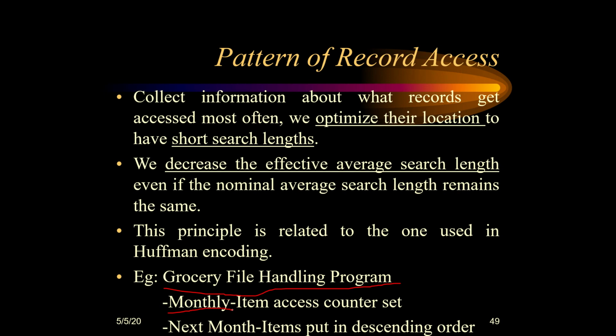So item 1, which had the maximum accesses, is placed first. It was the most accessed in the previous month, so this month also the probability is higher that the same item will be accessed more. The search length reduces, because since it is at the top it is readily available, and the access time is much reduced compared to if it was saved at the end of the file. This is how we can improve the search length by introducing a pattern of record access. Thank you.